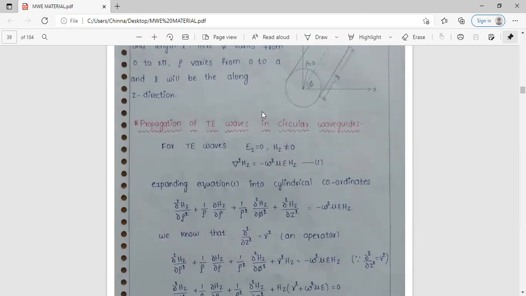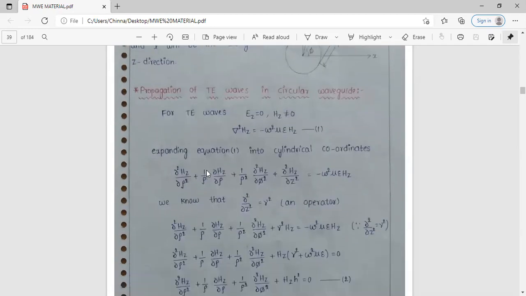If you consider the transverse electric wave, or the transverse magnetic wave, we will obtain different equations for that circular waveguide. So first we'll see the propagation of TE waves in the circular waveguide. In the derivation, the TE wave and the TM wave in the circular waveguide are treated across the boundary conditions. First we can see the propagation of the TE waves in circular waveguide.